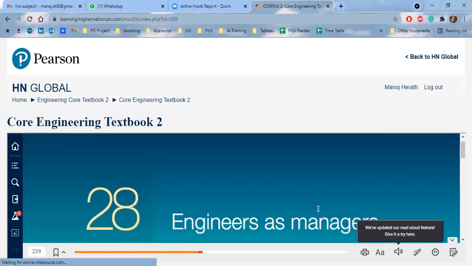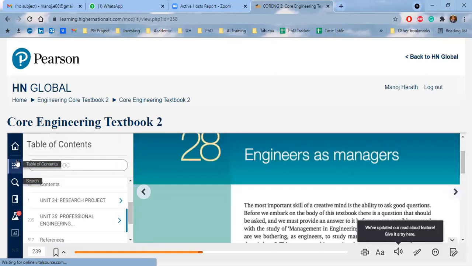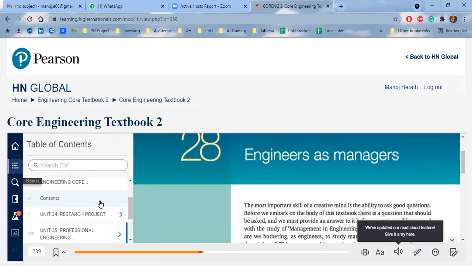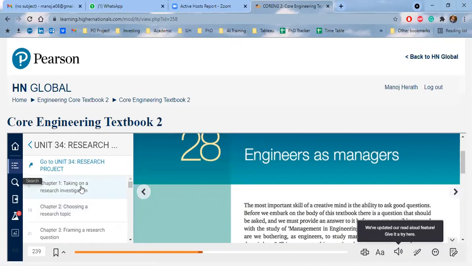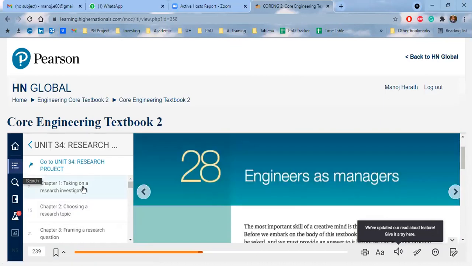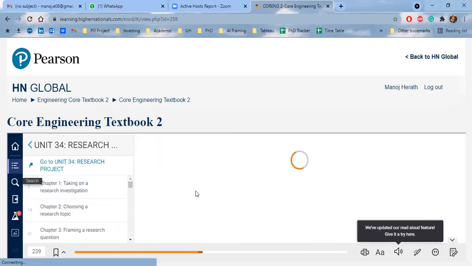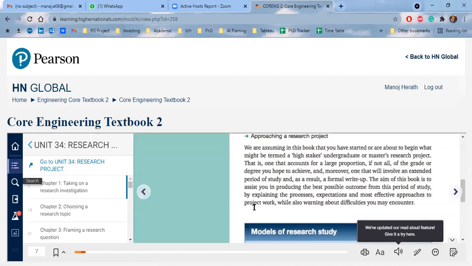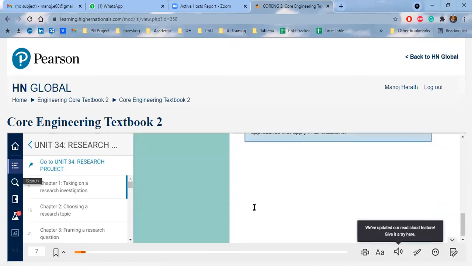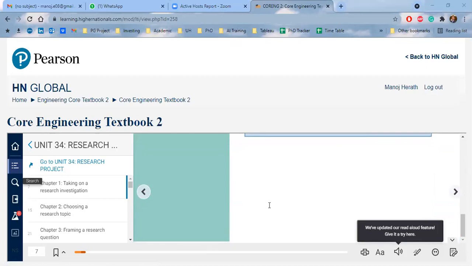Can you see this here in the table of contents? There are main important units as well. Here unit 34. You have that research unit, right? It is starting this semester. Here chapter 1, taking on a research investigation. Those things are included in here, right?